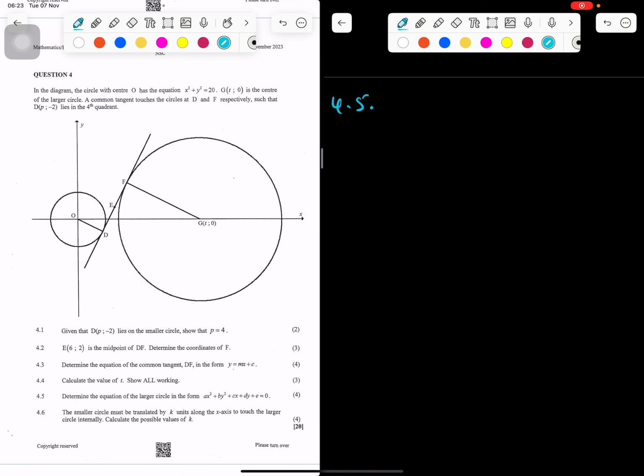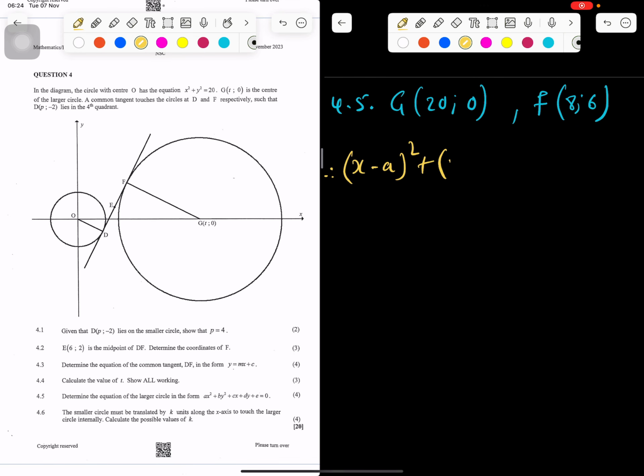Determine the equation of the largest circle in the form of that. Okay, so how do you do that? You have got the center, which is G, and that is 20 and 0. And then you have the point that passes through the big circle, and that is 8 and 6. So this tells you and me that you are going to have x minus a, squared, plus y minus b, squared is equal to r squared. Therefore, the center is 20 and 0. This becomes x minus 20, then you square this, plus y squared is equal to r squared.